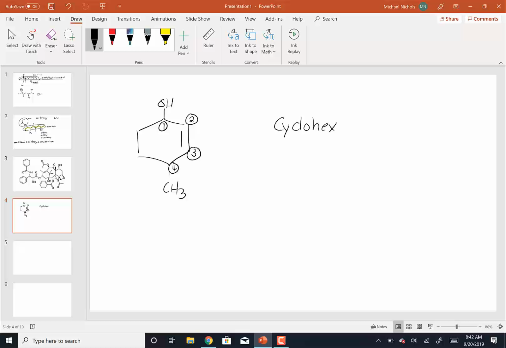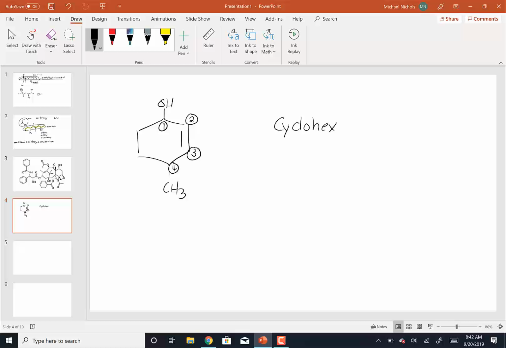So you start at the highest priority group and then number it. If there's another priority group, it gets the lowest possible number, or if there were no other high priority groups, then you would just number to get the first substituent the lowest number. And if there was a tie in that, it would go to alphabetization. It always goes to alphabetization as a tiebreaker, eventually.